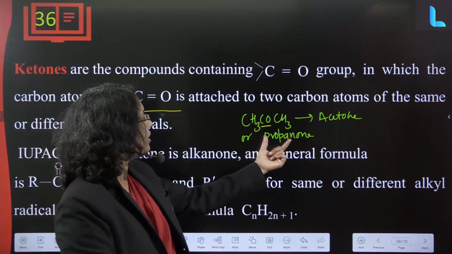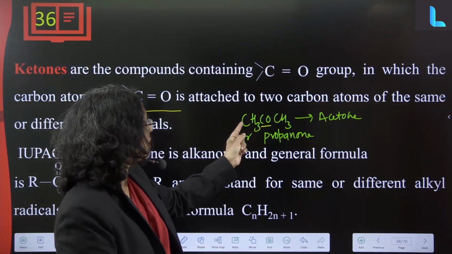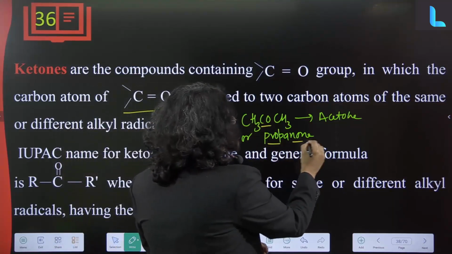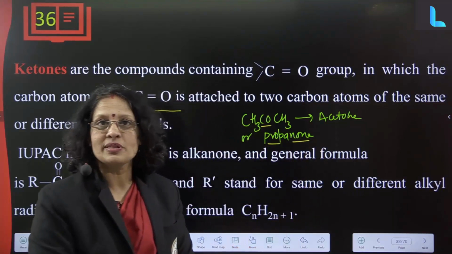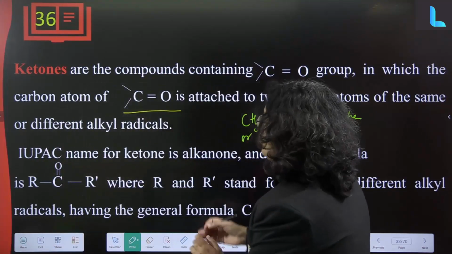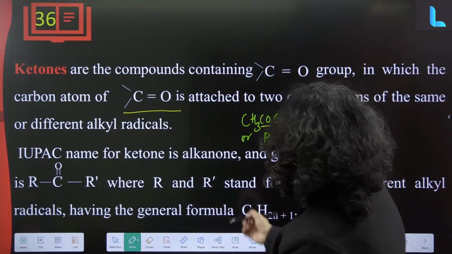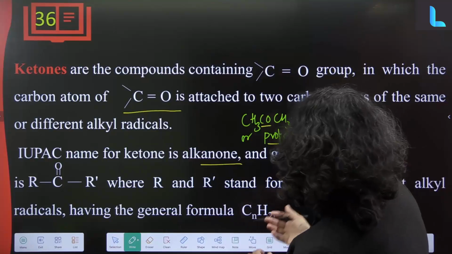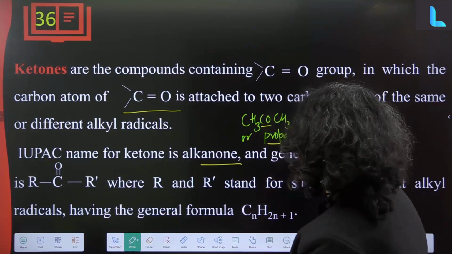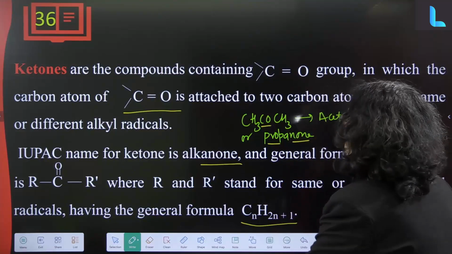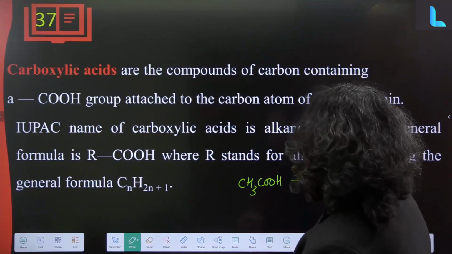Here for the IUPAC name, the total number of carbons is 3, so the root word will be prop, and whenever a ketone group is there, the ending should be one, O-N-E, so propanone. The IUPAC name for ketone will be alkanone and the general formula will be RC=OR'. R and R' can be the same or different, and the general formula is CnH2n+1.